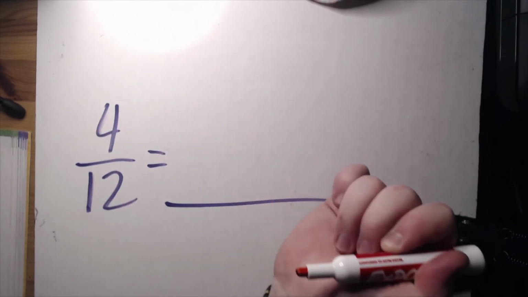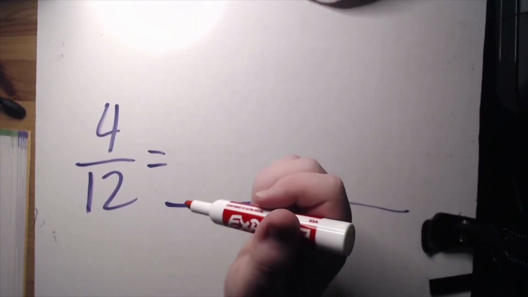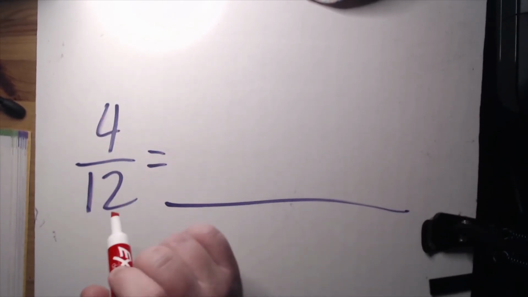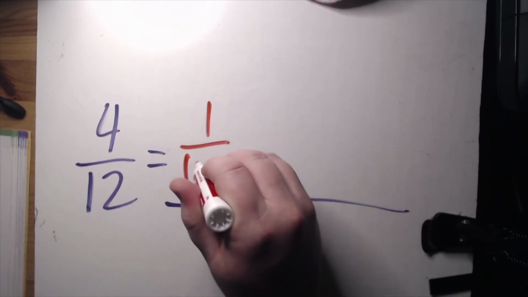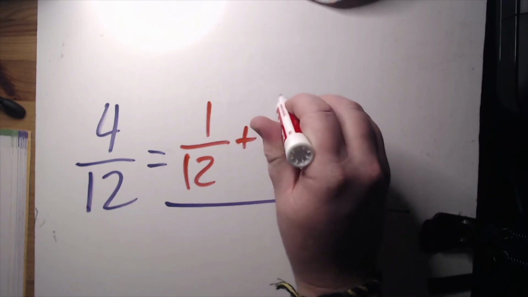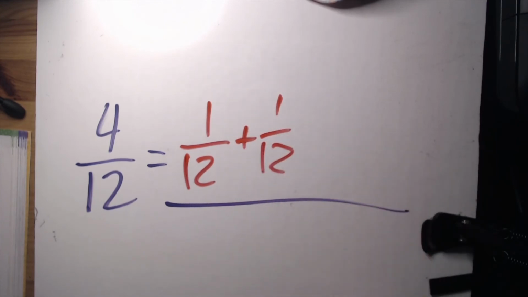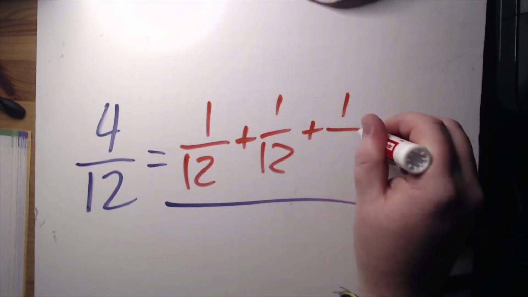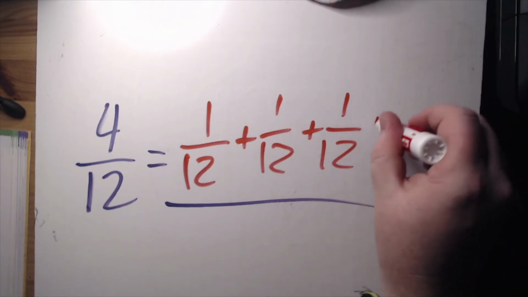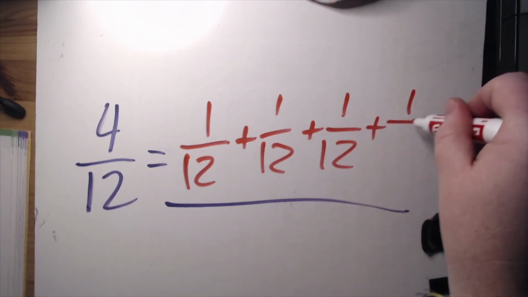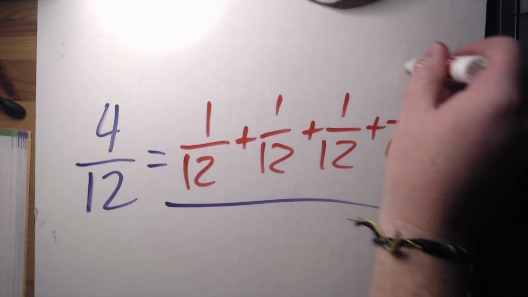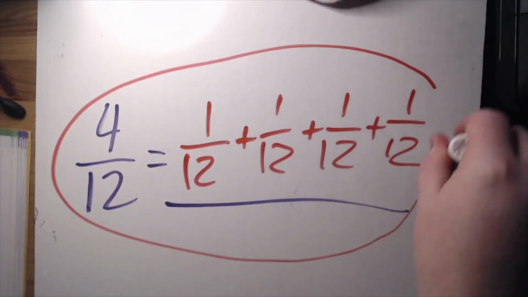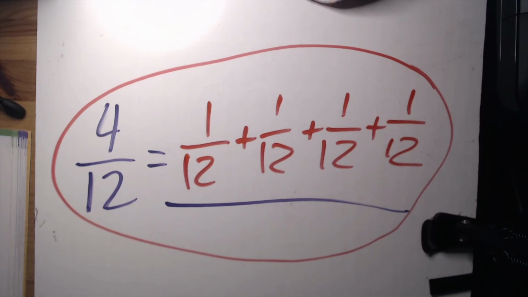I know that a unit fraction has to have 1 as the numerator, and my denominator is 12. So we're just going to go until we get to 4. 1/12 plus 1/12, that's 2/12. Let's add one more, plus 1/12, that's 3/12. Plus one more, that is 4/12. And this is how you write the sum in unit fractions.